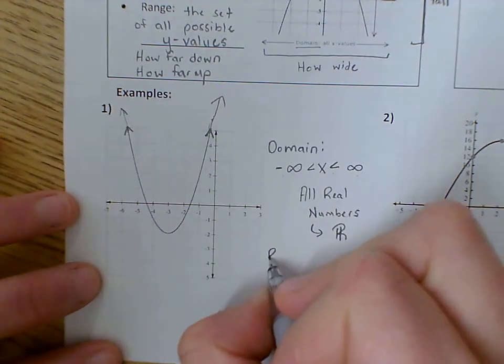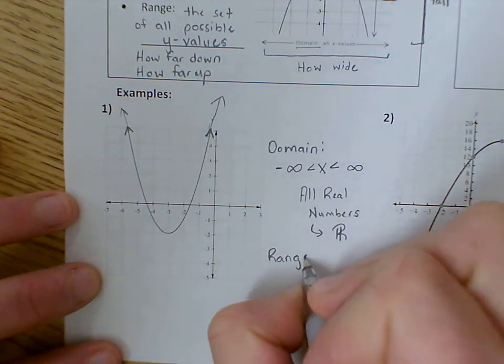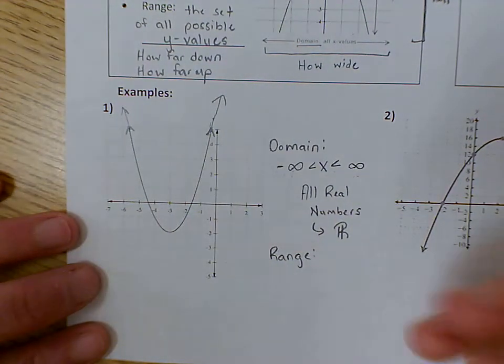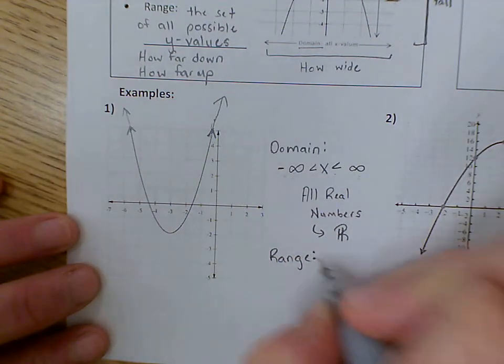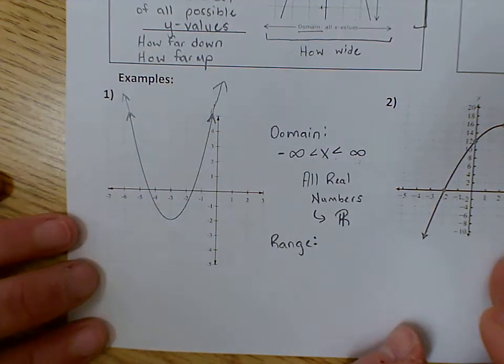So then let's do the range. So the range would be how tall the graph is. So remember, you start with how far down it goes and then how far up it goes, okay?